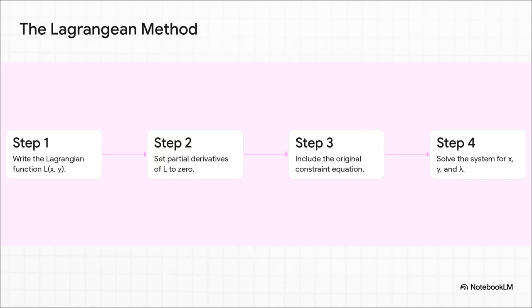And the beauty of this is that it's basically a 4-step recipe, super systematic. You just write down this new Lagrangian function, take its partial derivatives and set them to 0, throw the original constraint back into the mix, and then solve the whole system of equations. It's a process that magically turns a difficult constrained problem into a much more straightforward algebra problem.